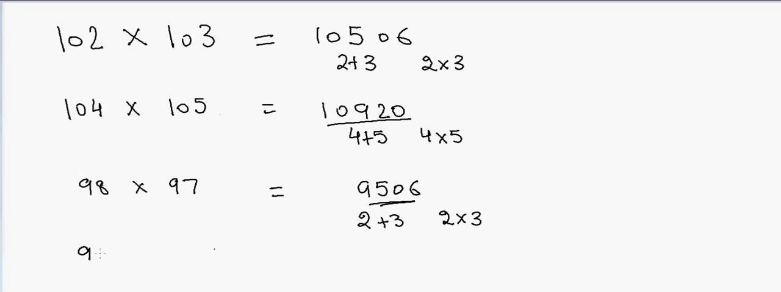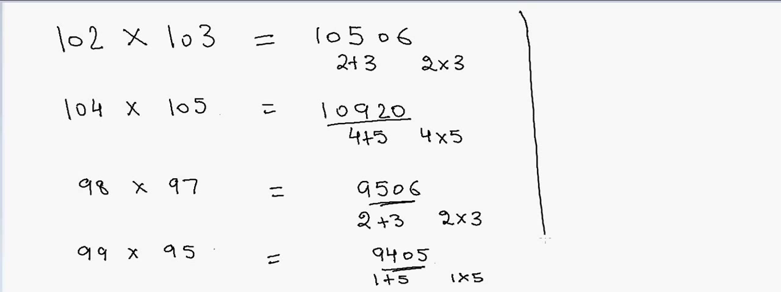Again, if I have 99 into 95, that would be equal to 1 plus 5 and 1 into 5. So 1 plus 5 is 6, and 100 minus 6 is 94, and 1 into 5 is 5, so the answer is 9405. So how does this trick work?